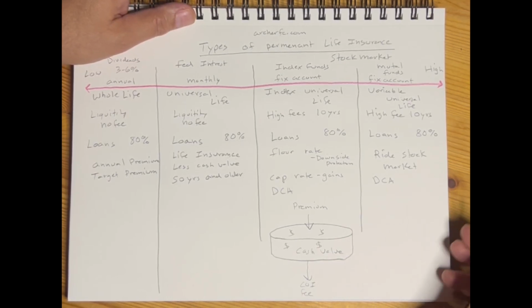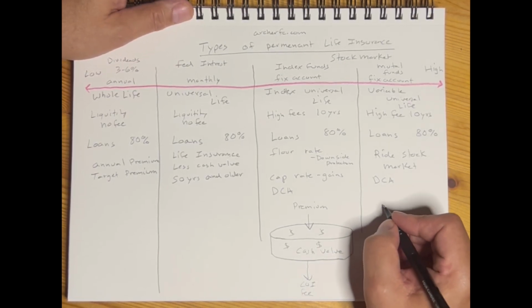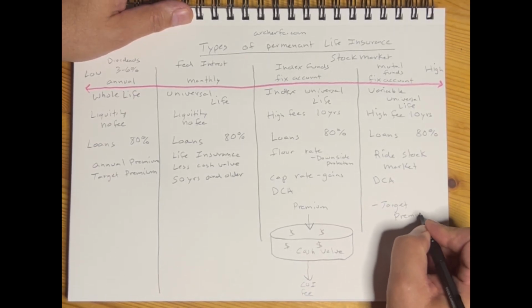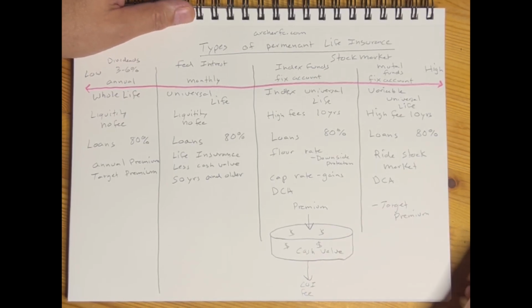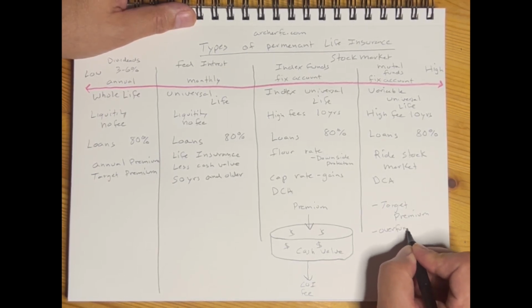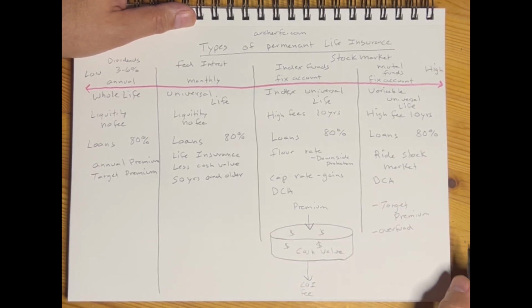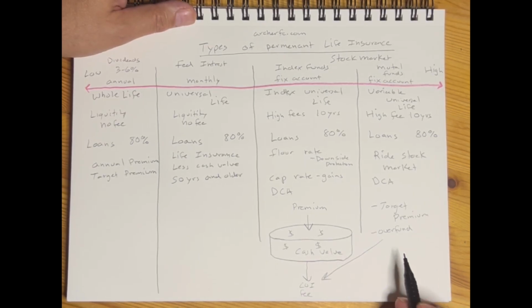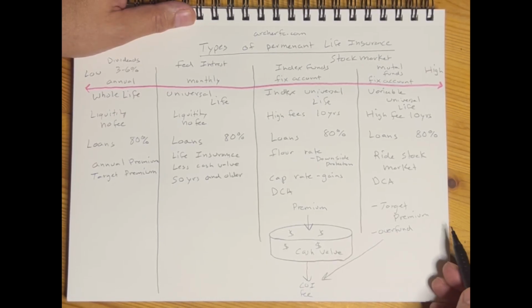With Index and Variable Universal Life, it is highly suggested that you take advantage of the target premium, which I covered, annual and target premiums, in the previous video I did before this. The reason being is that you want to overfund the Index and Variable Universal Life because of the cost of insurance and the fees. So when the stock market's down, you're not making any gains, your cash value isn't making any gains, and you're going to lose money in these type of products if you don't overfund them using your target premium.